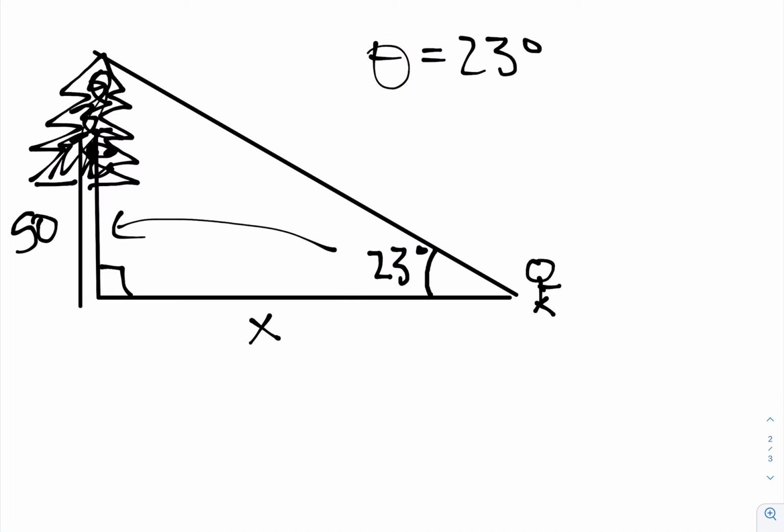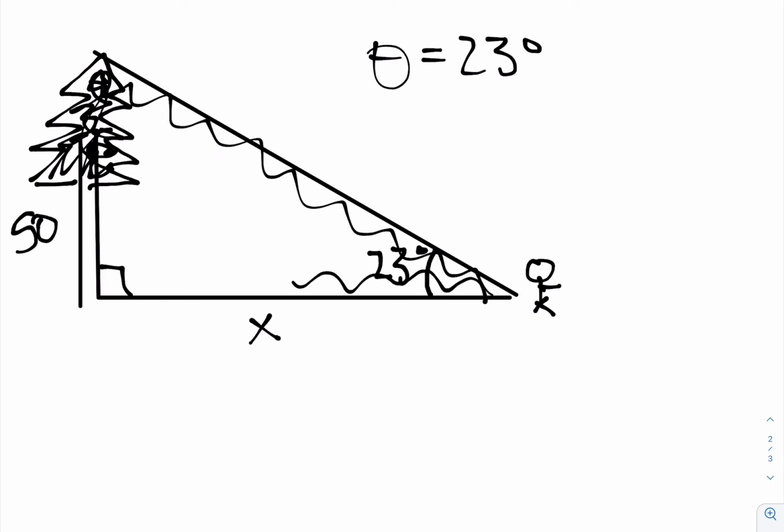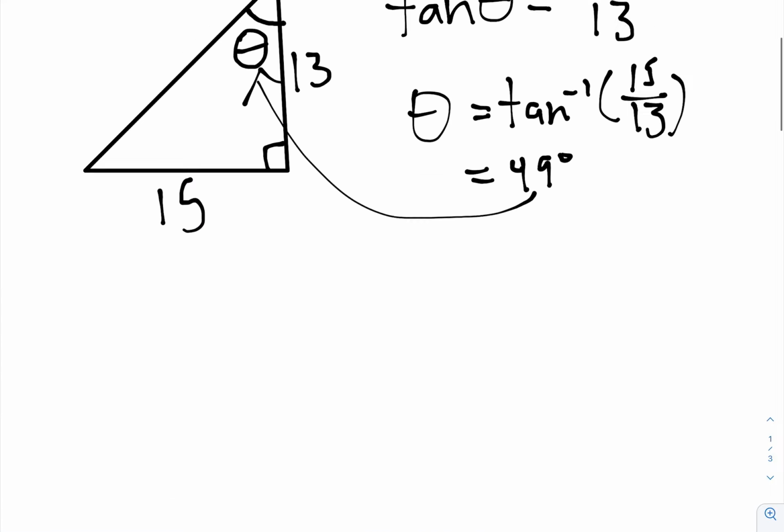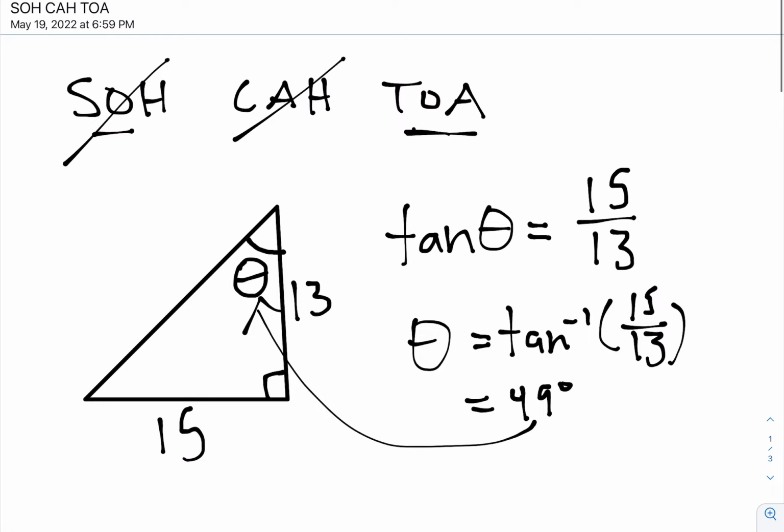This 50, let's think, is that going to be opposite or adjacent? Well, if this was an alligator, it always chews the opposite side. So if it's chewing on the tree right now, the opposite side must be 50. So O equals 50. And this x is going to be our adjacent side. So we know we're dealing with O and A. That means we must be using the tangent function.